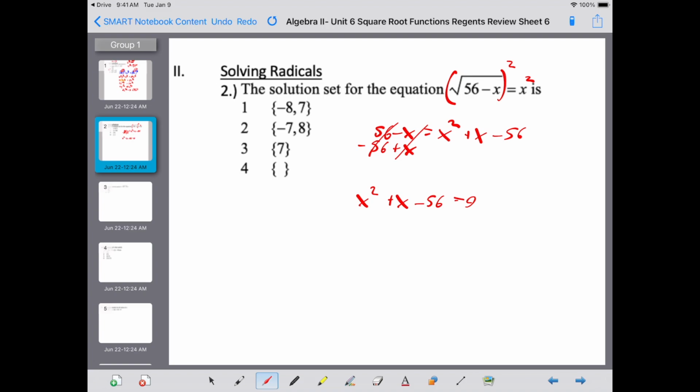We could factor this. If you couldn't factor it, what you would have to do is use quadratic formula. But there's a negative sign, so it's going to be different signs. What factors of 56 subtract to positive 1? 7 and 8. So you're going to have negative 7, positive 8, because 8 minus 7 would be positive 1. And then your two zeros would be negative 8, positive 7. We are not done.